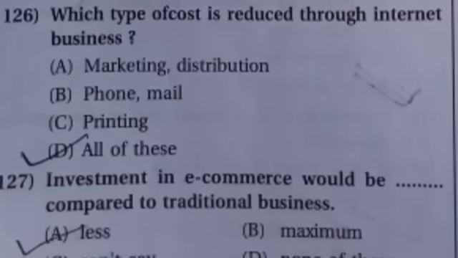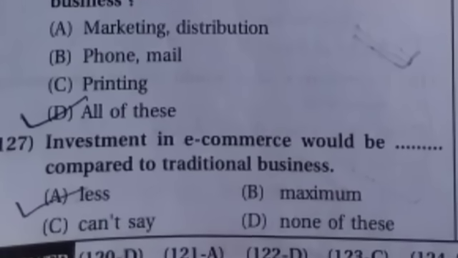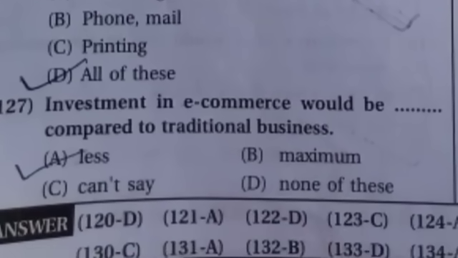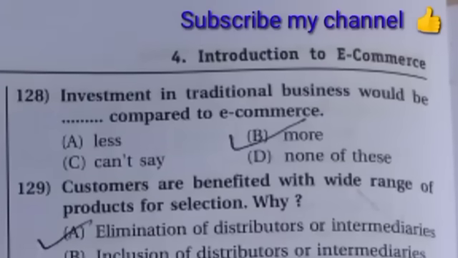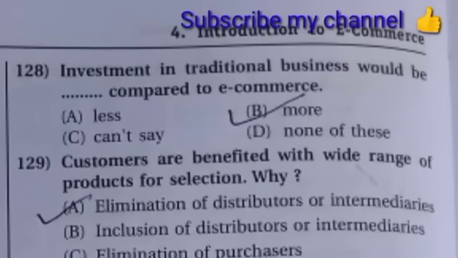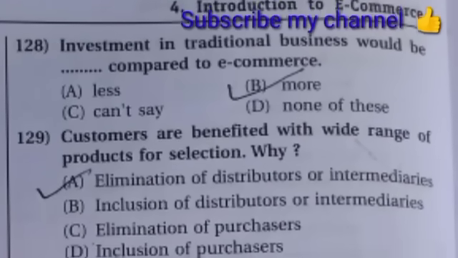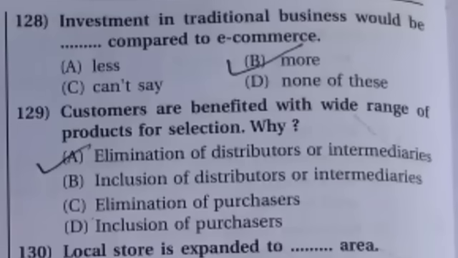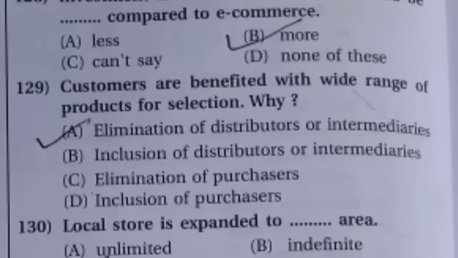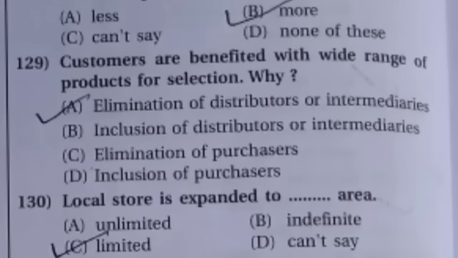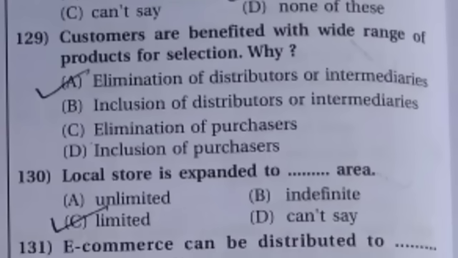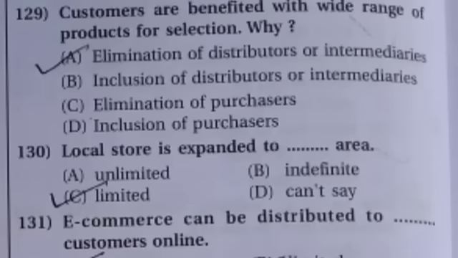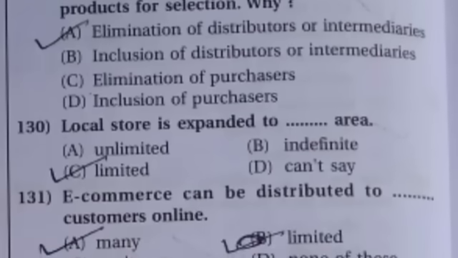Investment in e-commerce would be dash compared to traditional business: less. A answer है. Investment in traditional business would be dash compared to e-commerce. B answer है more. Customers benefit with a wide range of products of selection. Why? A answer है elimination of distributors और eliminatories.